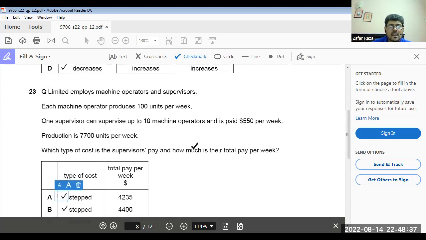Okay. Achha. Now total pay for the week is, production is 7,700 units. Each machine operator makes 100 units. So means total would be.